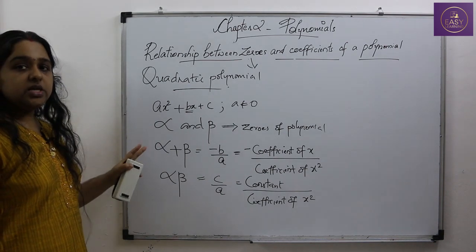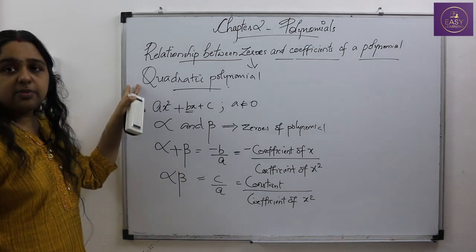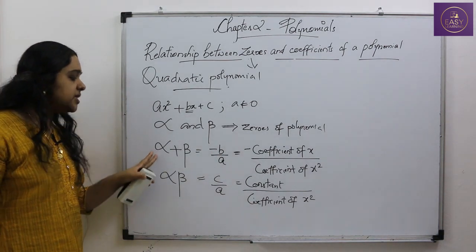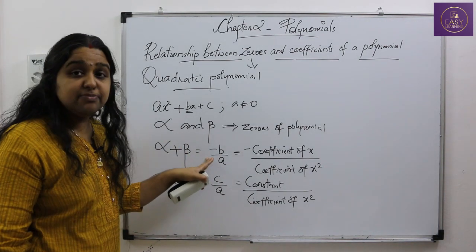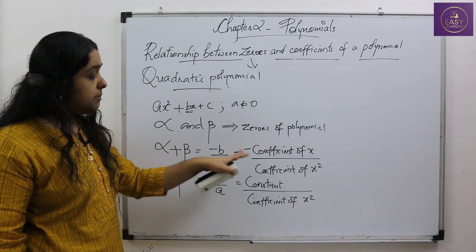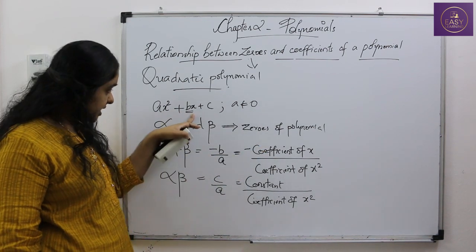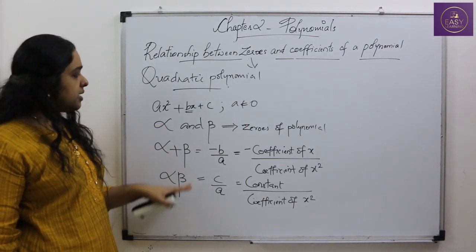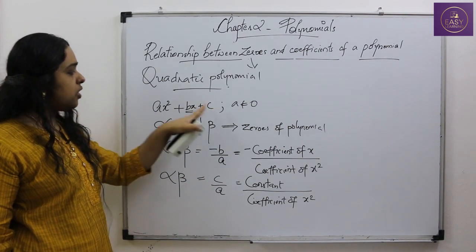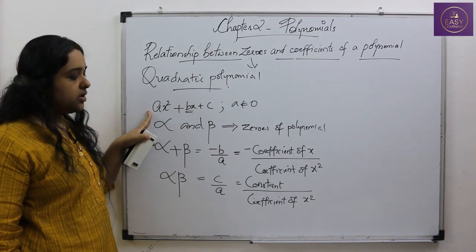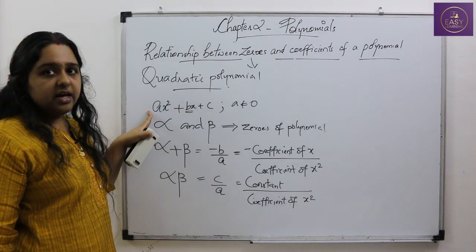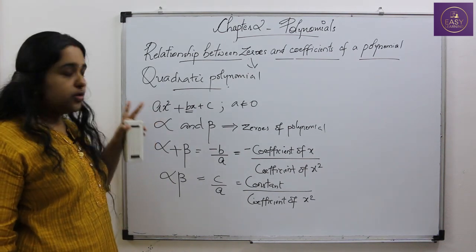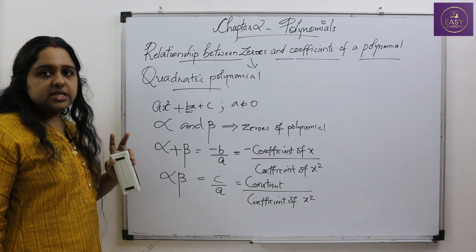So these are the equations which you have to remember for a quadratic polynomial with zeros alpha and beta. The sum of zeros is minus b by a, that is minus the coefficient of x by the coefficient of x square. And the product of the zeros is c by a, that is the constant by the coefficient of x square. We'll do some examples and it will be more clear for you.